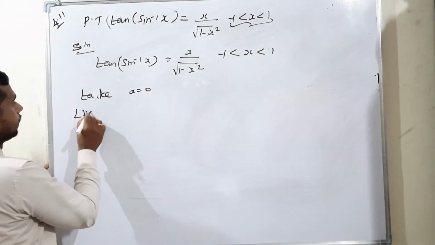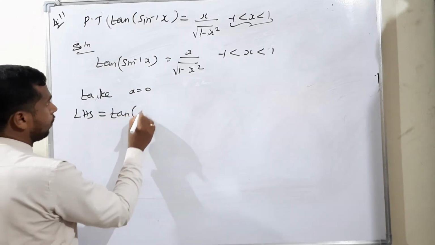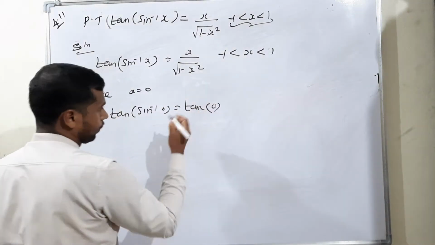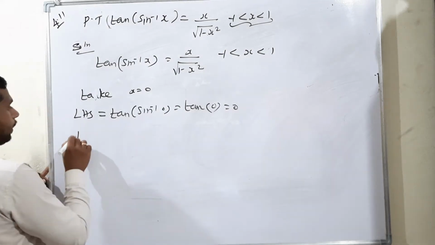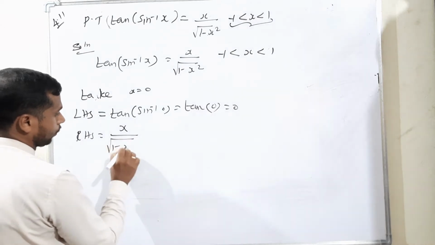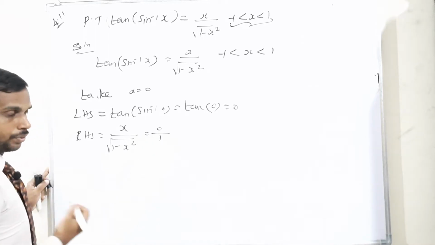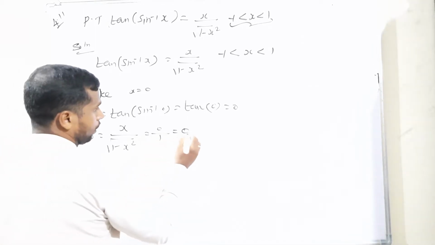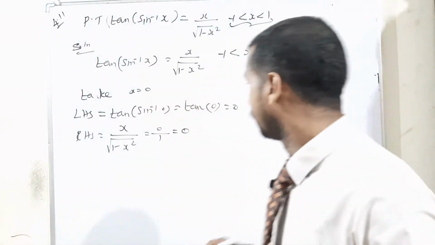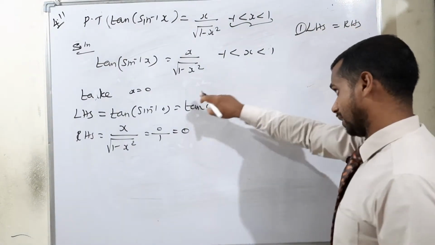In LHS, instead of x we have to take 0. So, LHS means tan of sine inverse 0. Sine inverse 0 means 0, and again tan 0 means 0. RHS: x by square root of 1 minus x square. 1 minus 0 means 1 will come. So, 0 divided by anything means the value will be 0, isn't it? Check it: LHS is equal to RHS. Therefore, the first statement, LHS is equal to RHS when x is equal to 0.